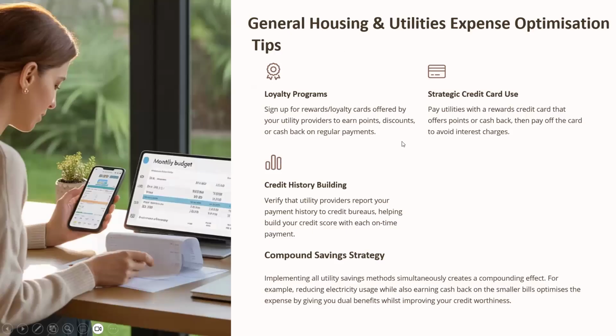So before we move on to the next item, just some general housing and utility expense tips. Number one, and this is the optimization section of it, sign up for loyalty cards. Look at who you regularly spend with. Who do you regularly buy groceries from? Do they have a loyalty card? I know that Brooklyn, for example, has one.